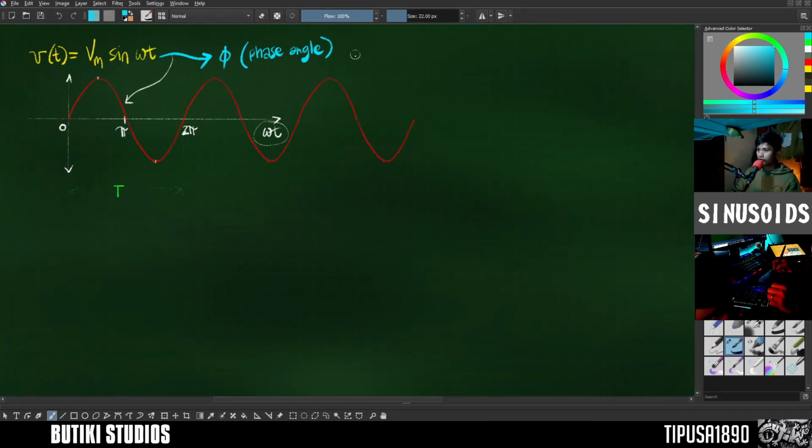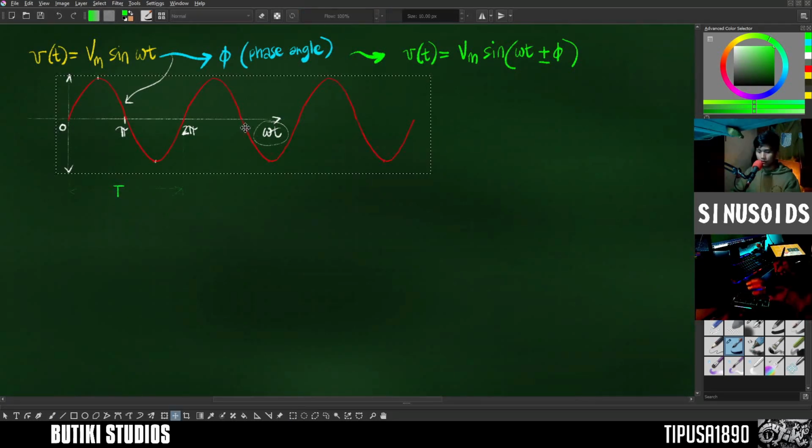And where do we put the phase angle? We put the phase angle together with the omega t. V of t will still be the same, but then we add the angle phi inside the argument. Actually, addition is going to move it one way, and subtraction will move it the other way. Now, the question is, whether it moves toward the positive or toward the negative. So this is now a more general approach when we talk about moving the wave.